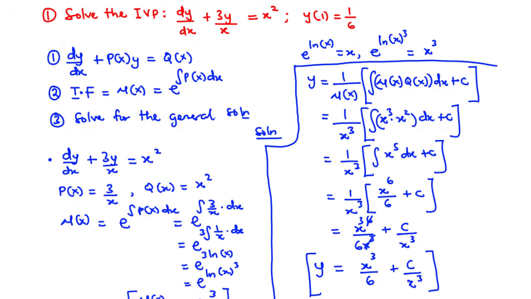Now, we were given an initial condition of y of 1 equals 1/6. So let's try to find the particular solution.